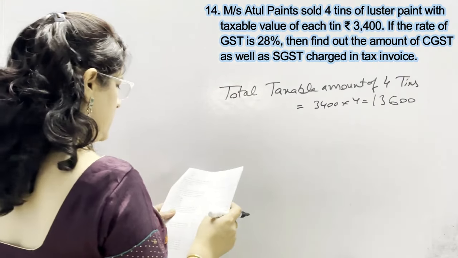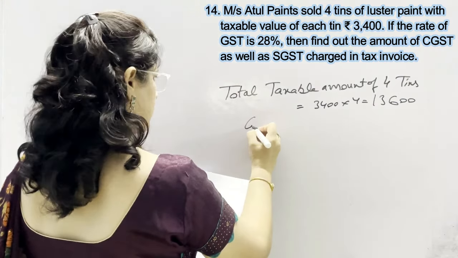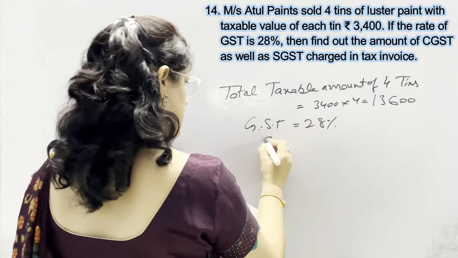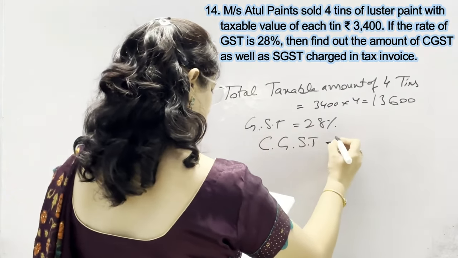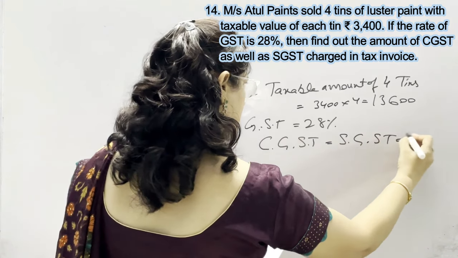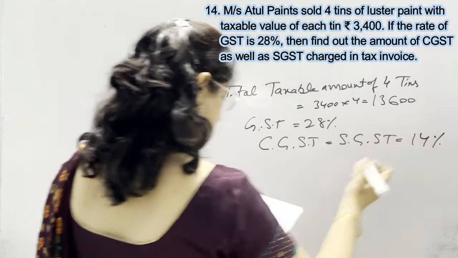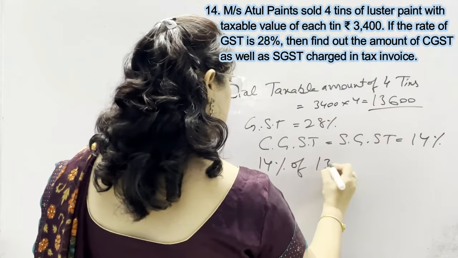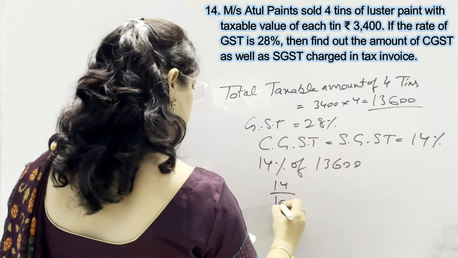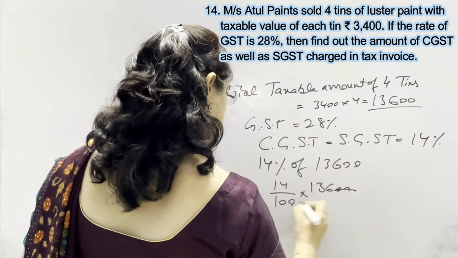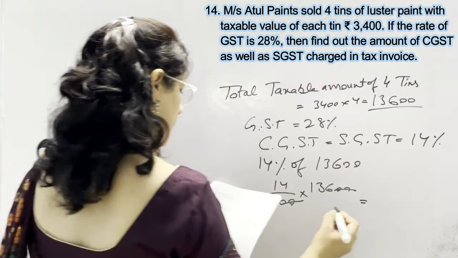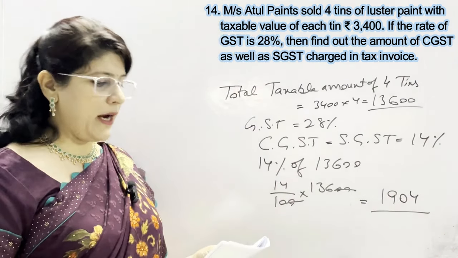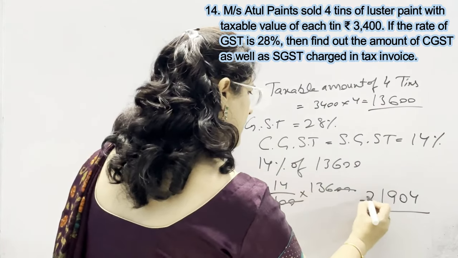Now the rate of GST here is given as 28%. So CGST and SGST both come out to be half of this. It means 14%. So 14% of this value 13600. 14 upon 100 into 13600. 136 multiplied by 14, the value comes out to be 1904. So the value of each CGST and SGST is rupees 1904.